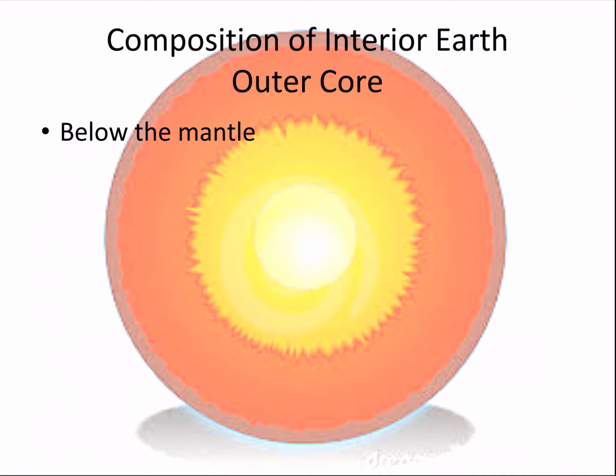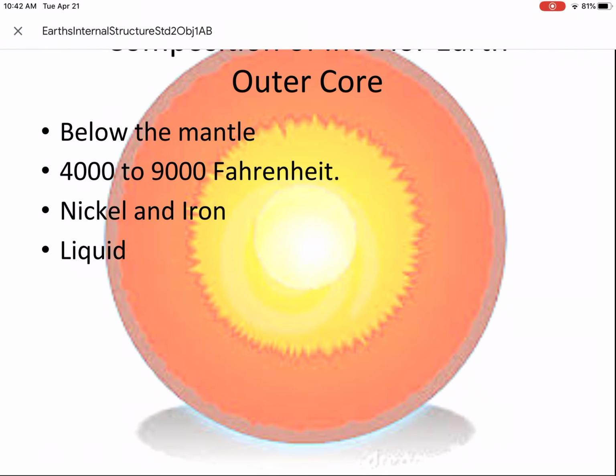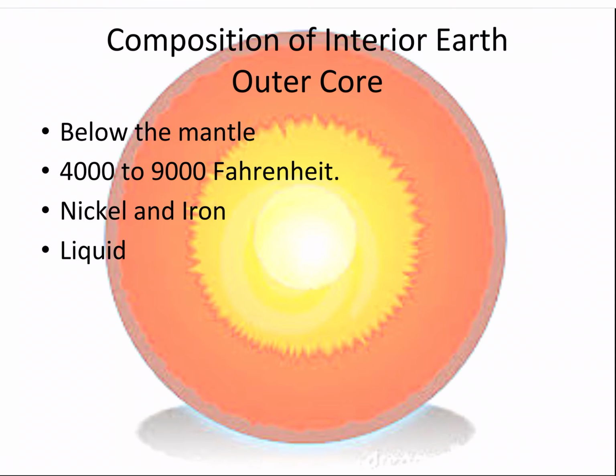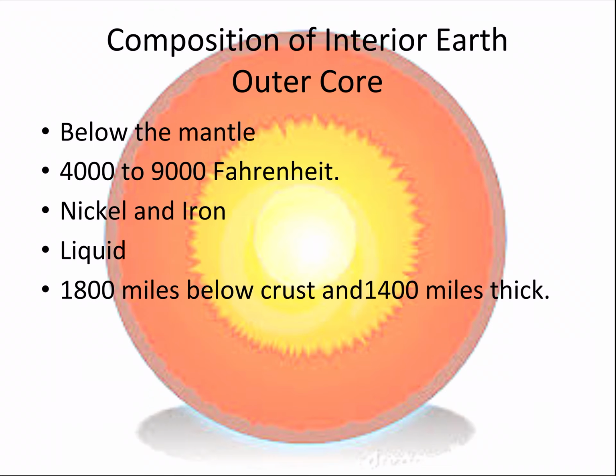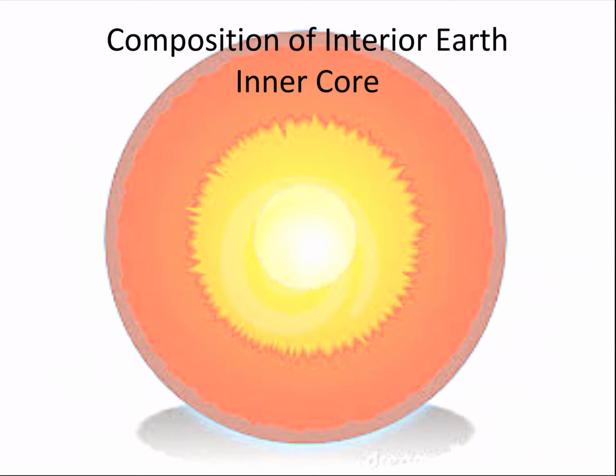Okay, and then we've got the outer core, so now we're going below the mantle. Our outer core is a liquid, so it's a really hot liquid, nickel and iron mostly. And because it's this hot liquid spinning ball of magnetic material, it actually creates the Earth's magnetic field.